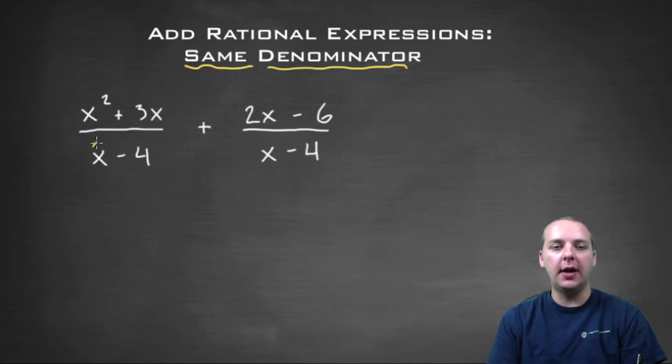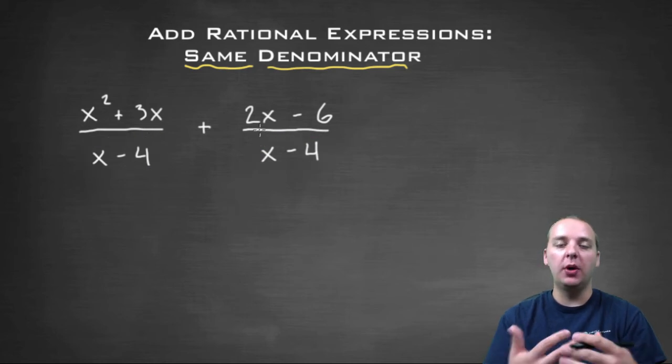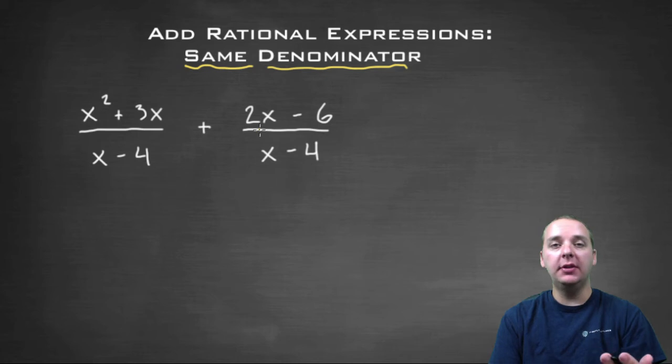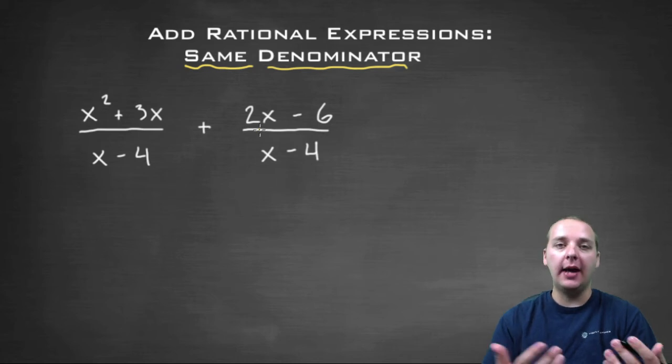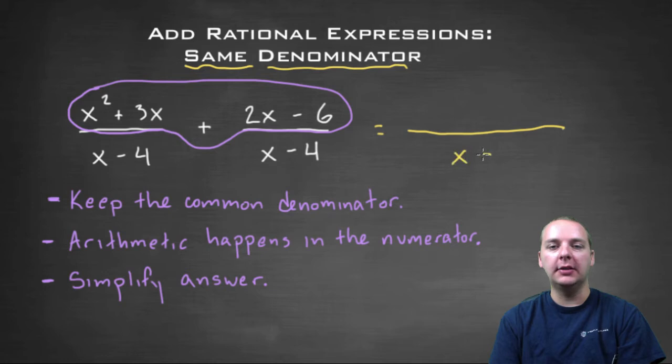But here, notice we have an x minus 4 and an x minus 4. That's what we call a common denominator. They're both the same. Okay, so what do we do if we have two expressions and we want to add them together? Well, it's very similar to what we did when we were adding numerical fractions. What we're going to do is keep that common denominator, so that's going to be a part of our answer.